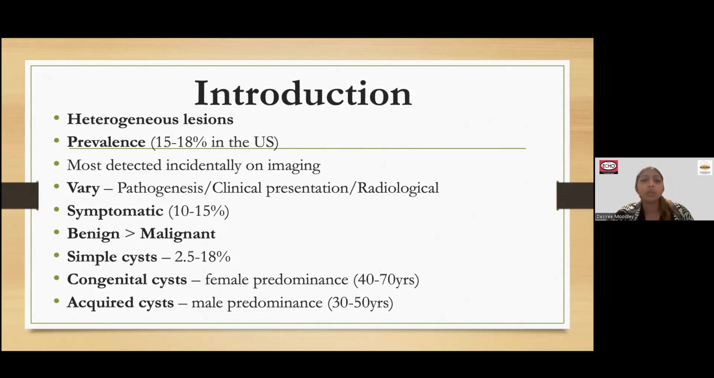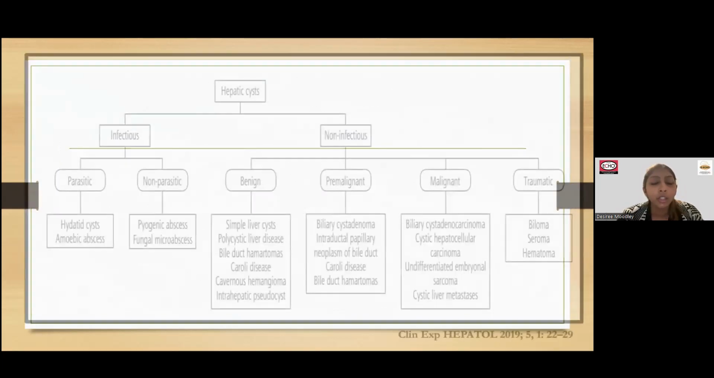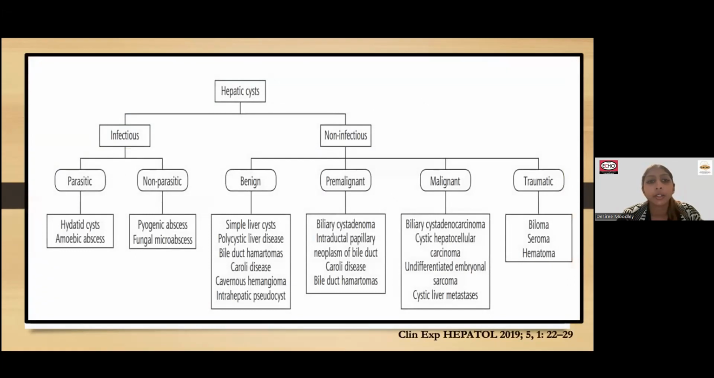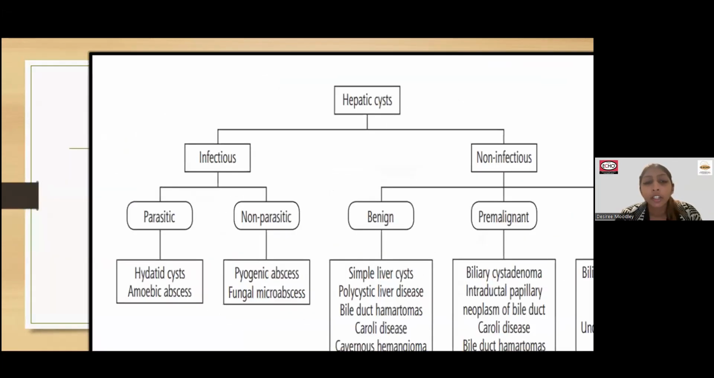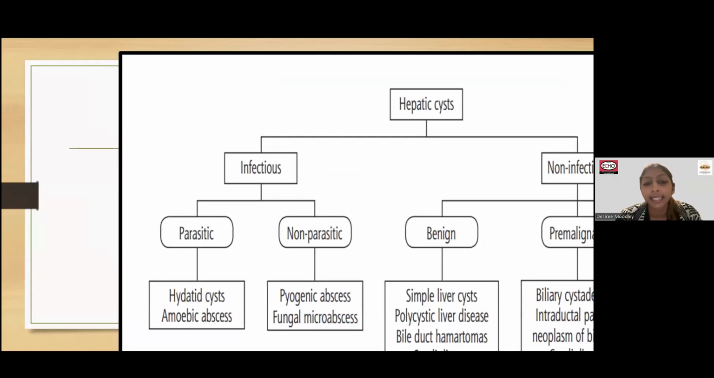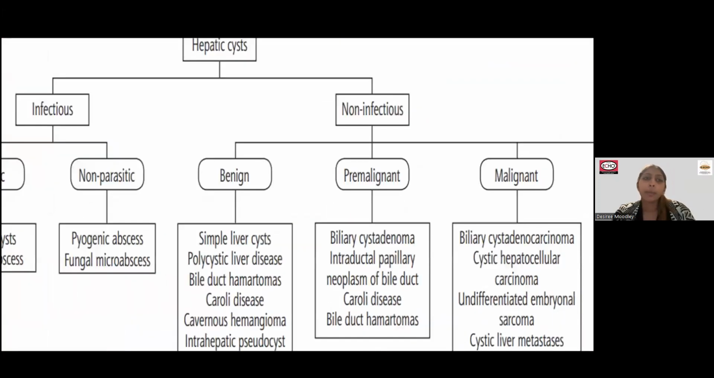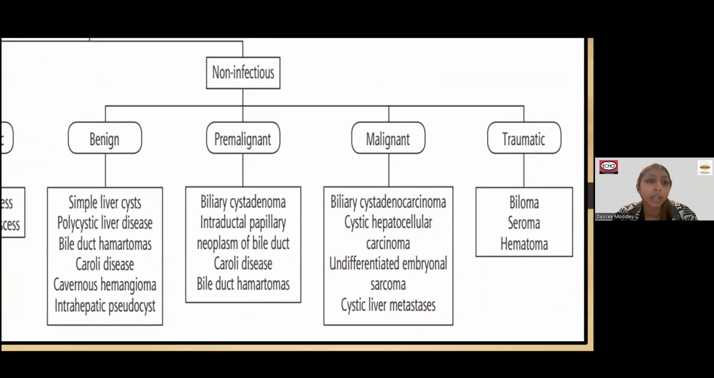Simple cysts account for 2.5 to 18% of these. Congenital cysts are more common in females with the age of about 40 to 70, and acquired more common in males with a predominance age of 30 to 50 years. When looking at hepatic cysts, we can separate them into infectious and non-infectious. Infectious, which I'll talk about later, would be parasitic, such as hydatid cysts and amoebic abscess, and non-parasitic, such as pyogenic abscesses and fungal. Then looking at your non-infectious hepatic cysts, you've got your benign ones, which I'll talk about, and pre-malignant. I don't really go into malignant and trauma in this talk.